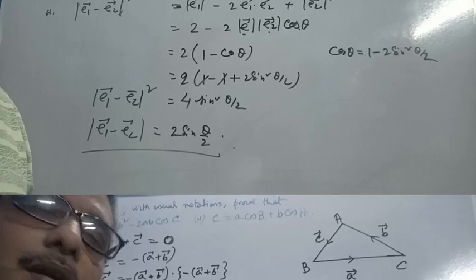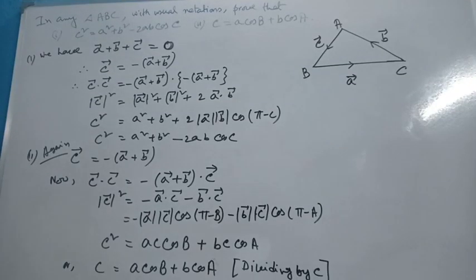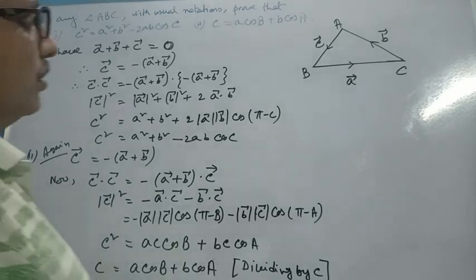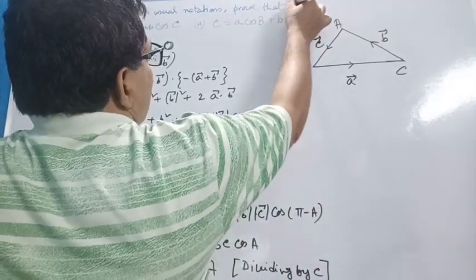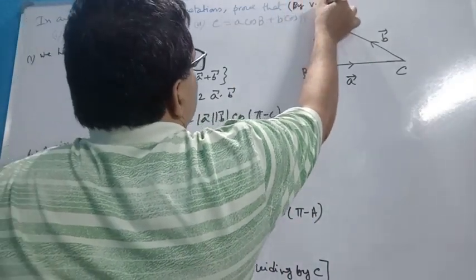Very important question also. In any triangle ABC with usual notation, prove that c square is equal to a square plus b square minus 2ab cos of the angle C, and c is equal to a cos B plus b cos A. That means properties of triangle. This formula you proved in class 11 in trigonometry, but now prove this by vector method. Obviously the question is by vector method. Prove that by vector method.